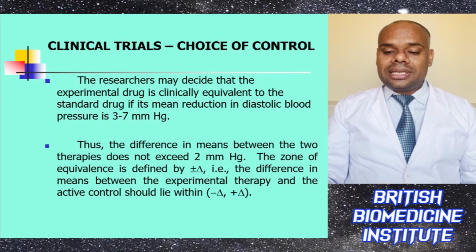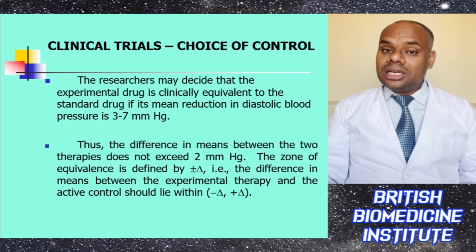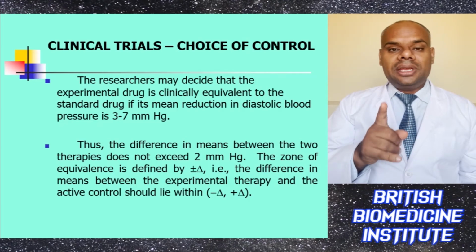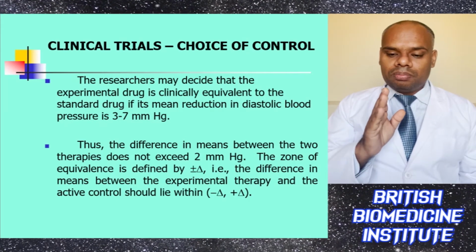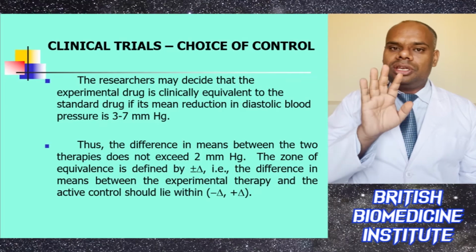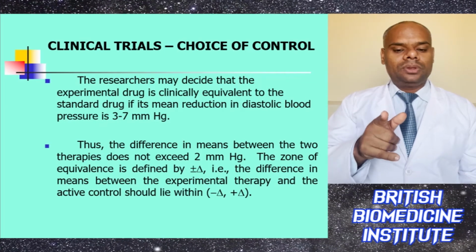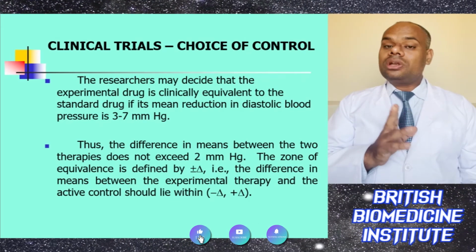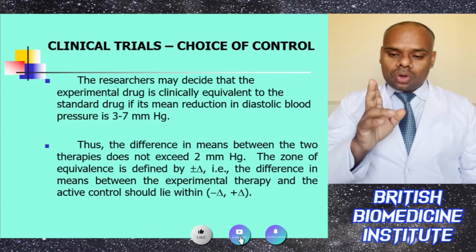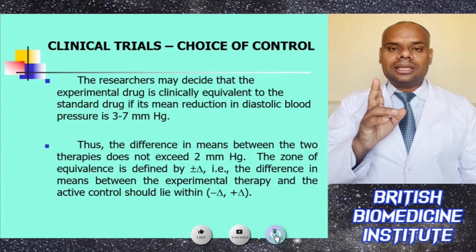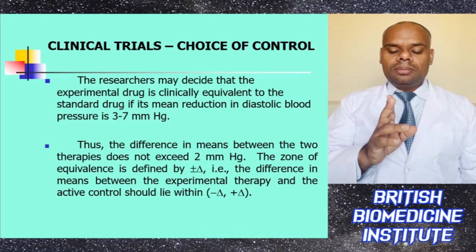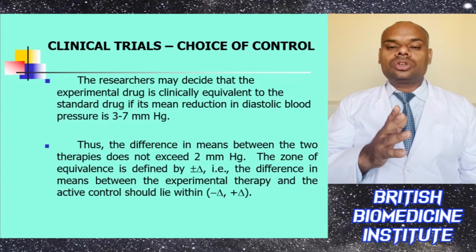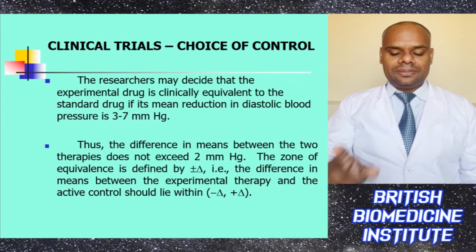So the researcher may decide that the experimental drug is clinically equivalent to the standard drug if its mean reduction in diastolic blood pressure ranges between 3 to 7 mmHg. Thus, the difference in mean between the two therapies does not exceed 2 mmHg. The zone of equivalence is defined as plus minus delta, that is, the difference in mean between the experimental therapy and the active control should lie between plus and minus delta.